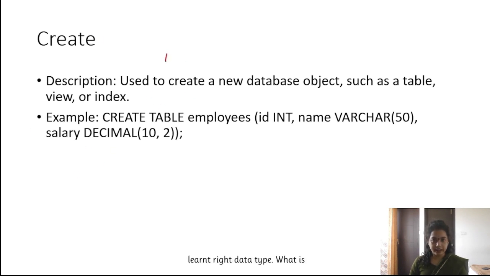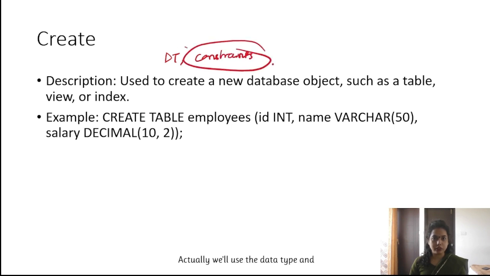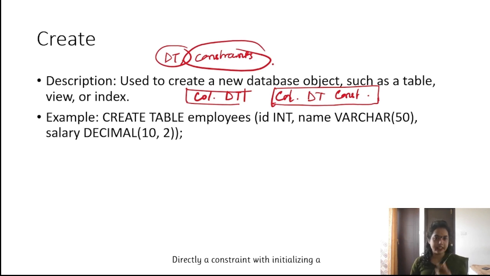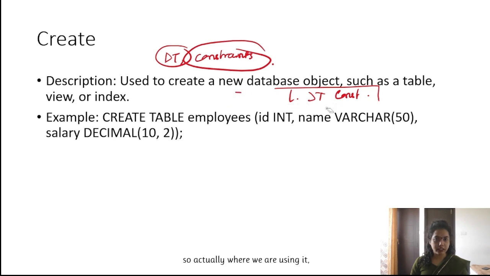We have learned data types and what constraints are, right? Here we'll use the data type and constraint. Remember the syntax I have told of initializing a data type of a column: your column name along with the data type, and for a constraint, the data type along with the constraint. As I said, we cannot initialize a constraint directly before initializing a data type. Remember? We'll see today where we are using it.